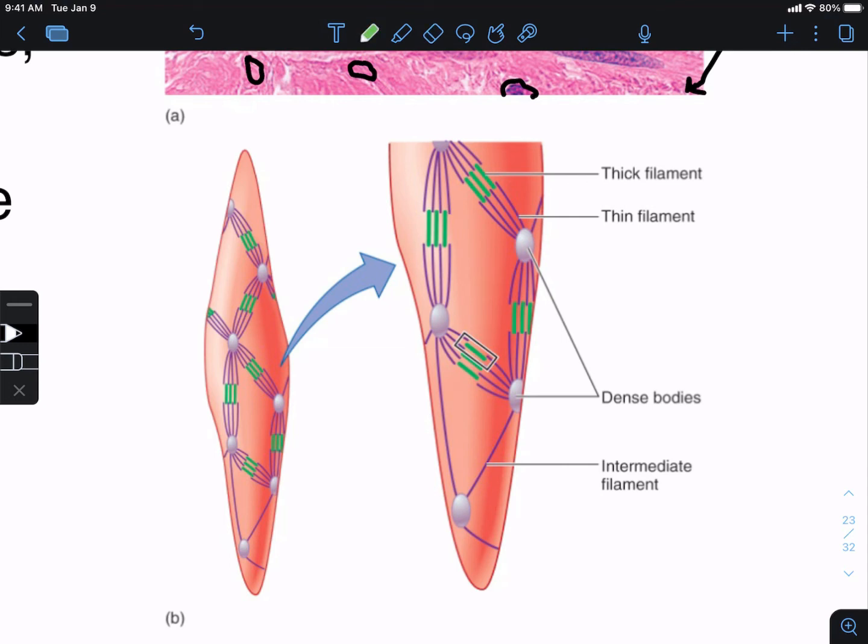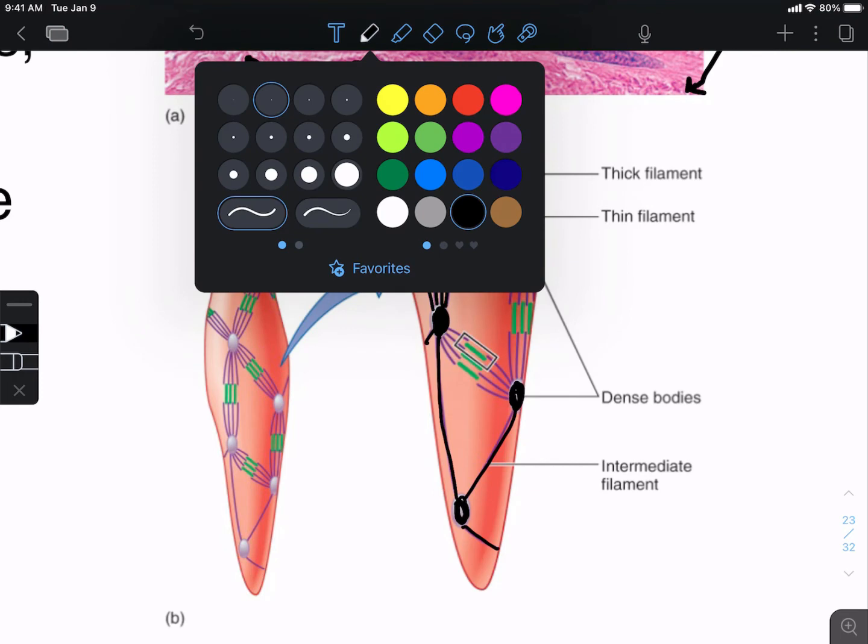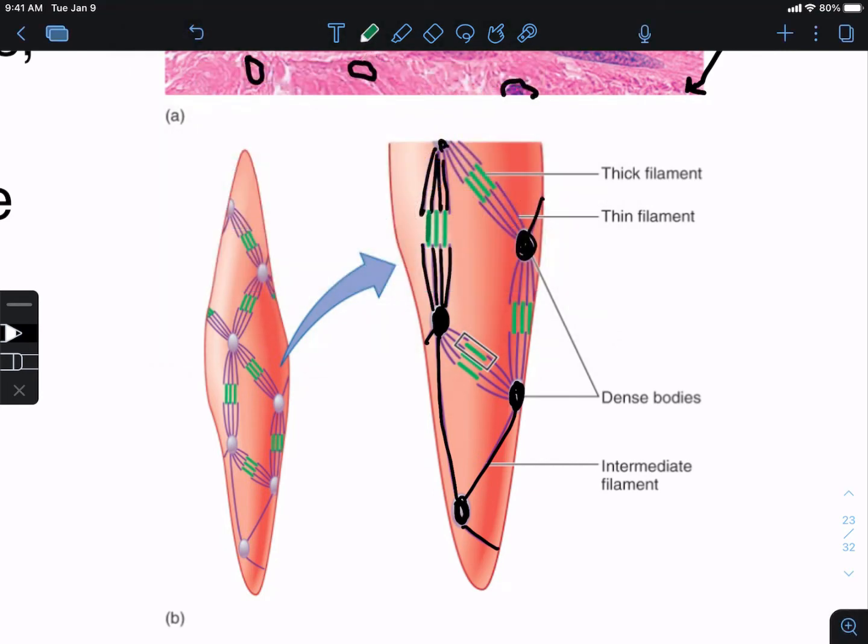They have these structures in the cell called dense bodies. And these dense bodies are located, here's one right here, here's another, here's another. These are our anchoring points. And sometimes they have these intermediate filaments running from dense body to dense body to hold them in position in the cell. But they also have our actin filaments that radiate outward, like so. And then our myosin filaments are shown right here.